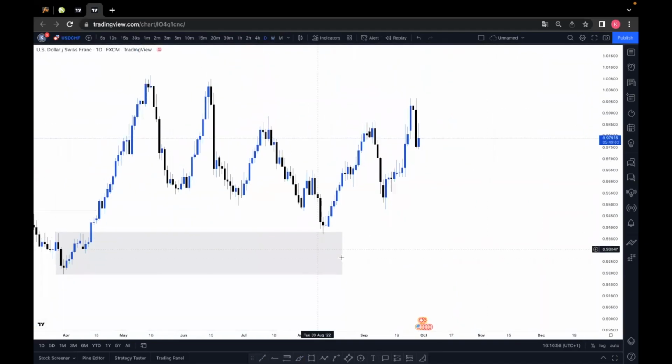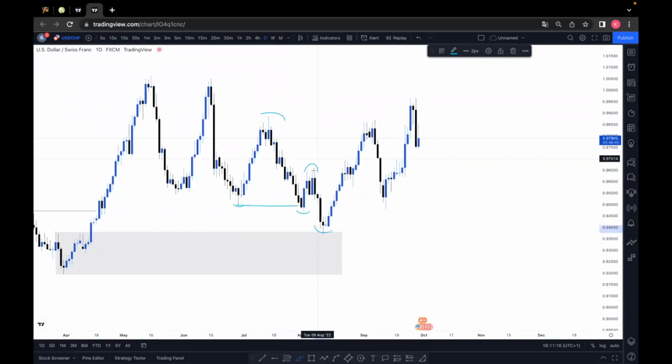So inside of a weekly POI, what do we want to see? We want to see a daily change of character. We can clearly see that if we read structure, we had this low, we had this high, price then broke structure right here, and it made this low. So we have this low, solidified high, then price made a new low right here.